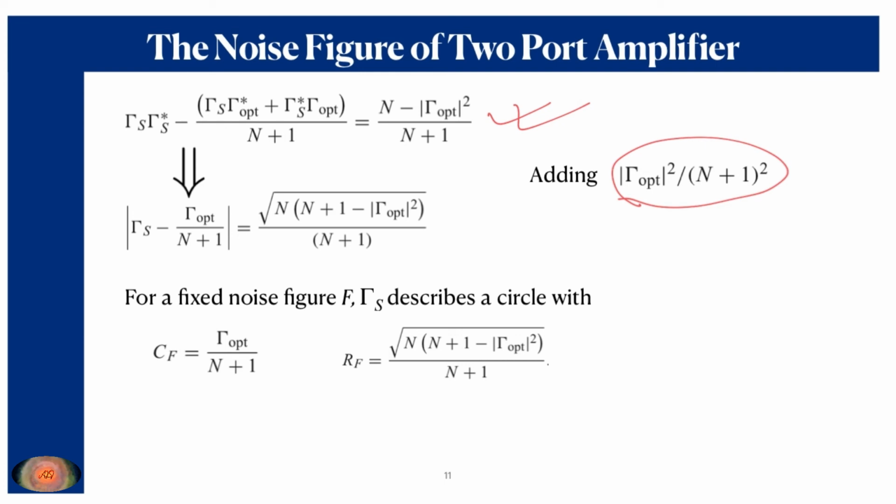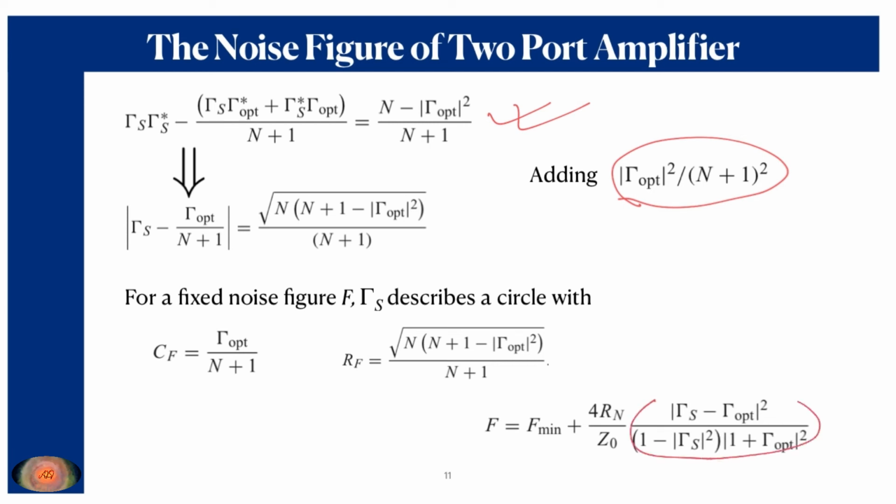You are already familiar with such kind of representation of the reflection coefficient, where this gamma s basically describes a circle with the center at this particular point and the radius having such kind of expression. Therefore, in order to minimize this expression so that you can get f equals f min, or f very close to f min, this n should be as small as possible, because you should remember the expression for the n.